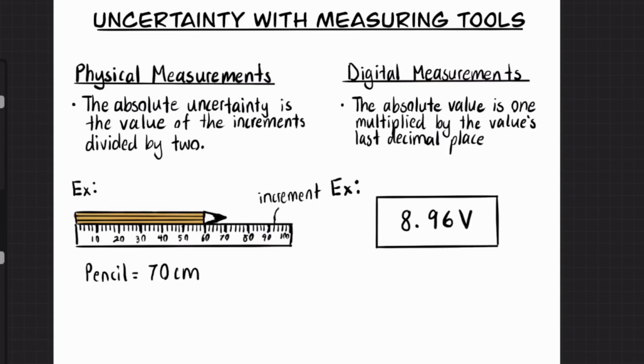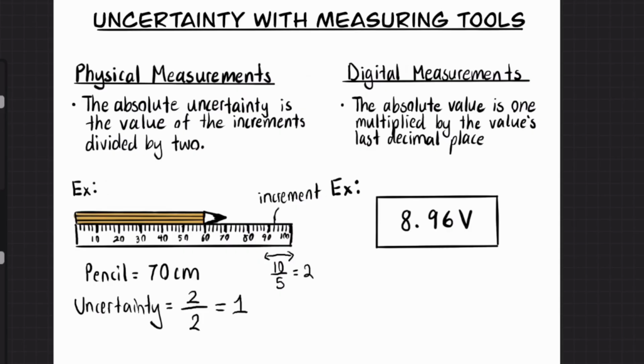All right, so we need to know what is the value of the increments. Well, we can see that there are about 5 of these between 10. So there's 5 tick marks between 10. So that would be just 10 divided by 5. So the value of our increment is actually 2. So then the uncertainty would just be 2, which is the value of our increment, divided by 2, which is 1. And this is our absolute uncertainty.